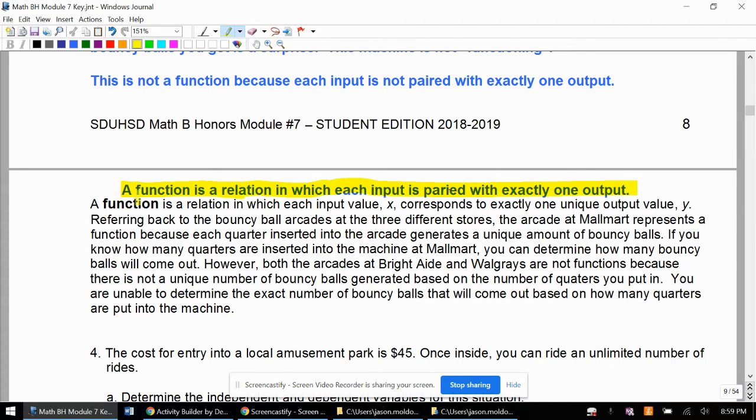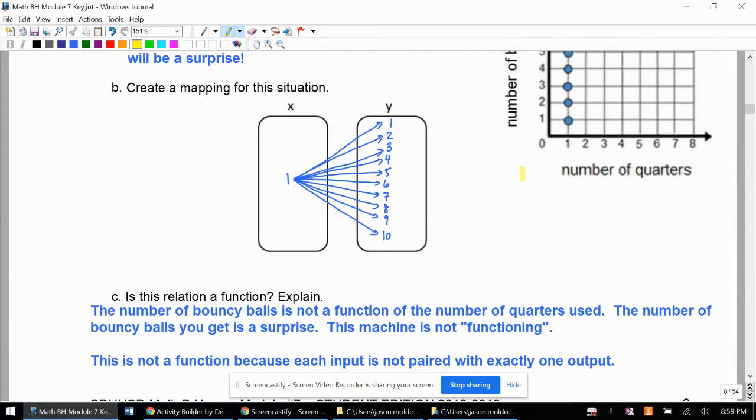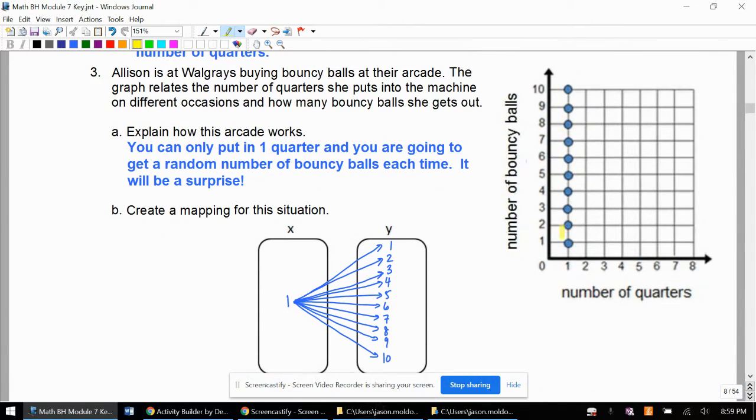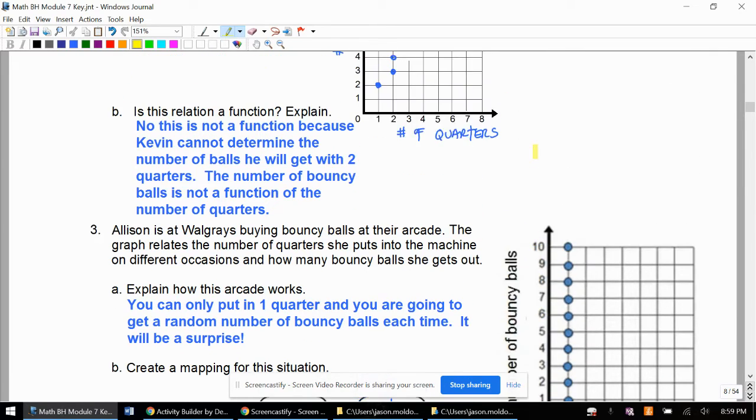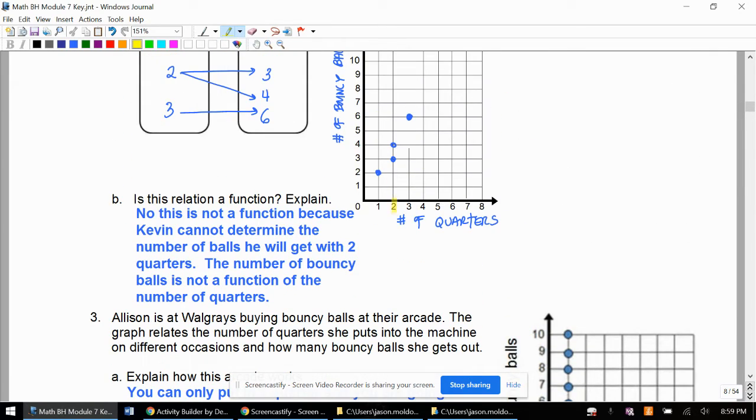So the test of whether something is a function, notice it doesn't say it needs to be linear. It could be disorganized. It could be a scatter plot. Could be nonlinear. Could be discrete or continuous. Could be proportional or non-proportional. None of that matters. It's all about each input being paired with exactly one output. And this input is paired with infinitely many outputs. And one of these inputs, specifically two, is paired with two different outputs. So that is the deciding factor.